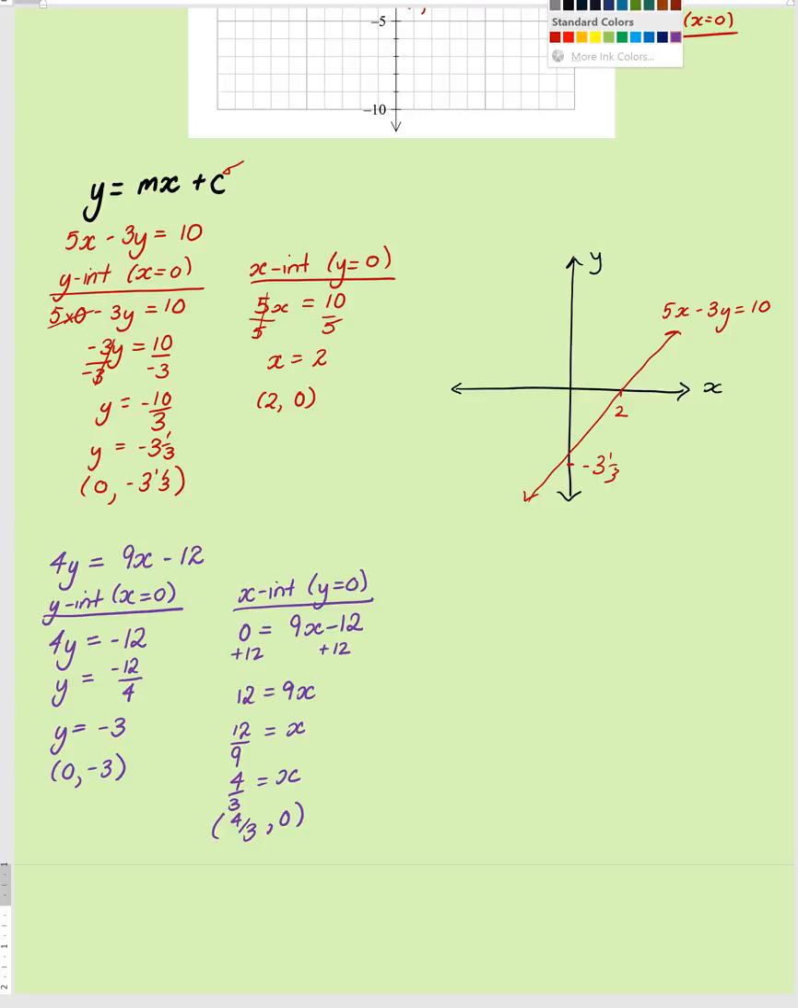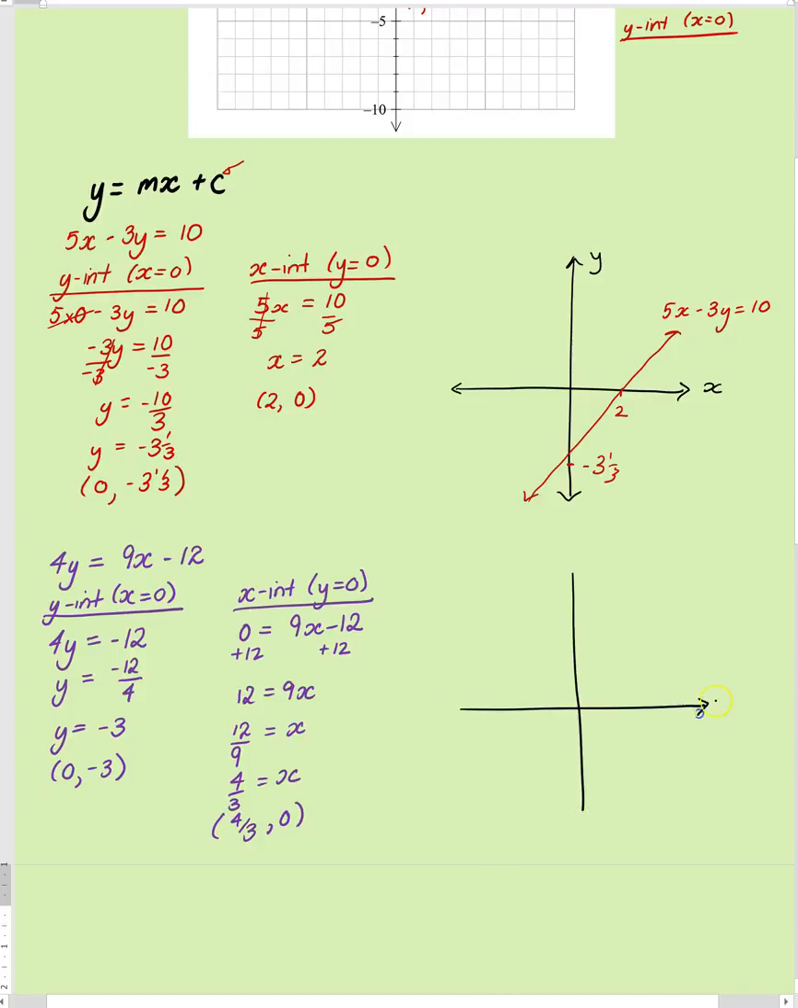So once again, grab your ruler, label your axis x, y, and plot your point. So 0, -3 is down here, 4/3 is around there. Make sure you've got it on the right side, and connect with a ruler and label. And there you have it.